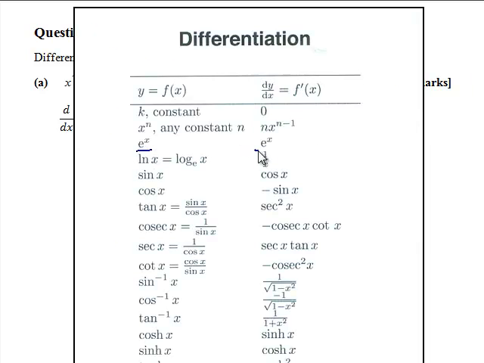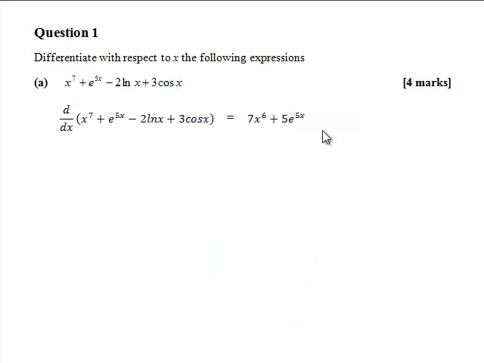The differential of e to the x is e to the x. But if it's e to the 5x, we need to multiply it by the differential of 5x, which is 5. So the differential of e to the 5x is 5e to the 5x.